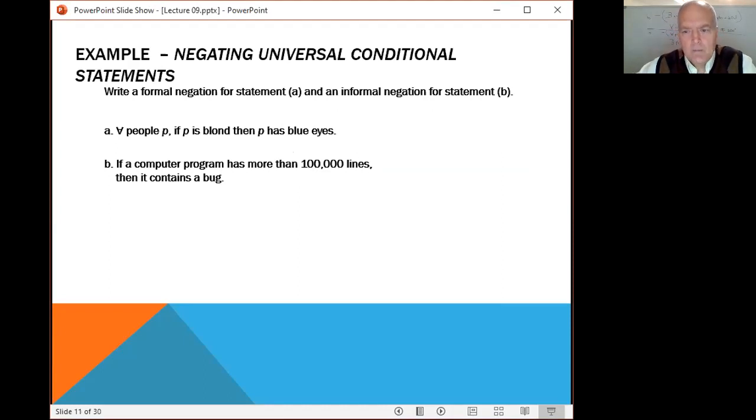Okay, so take a moment and write out the negations of these universal conditional statements, and we'll go over those in just a moment. So go ahead and work through these two examples.